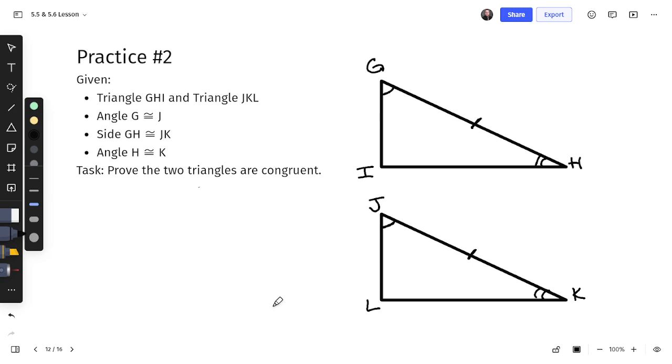So with our diagram fully built, our task is to prove that the two triangles are congruent. Go ahead and get your answer. Write down your answer on a piece of paper or answer the question in the video. And we'll go over the answer in just a second.